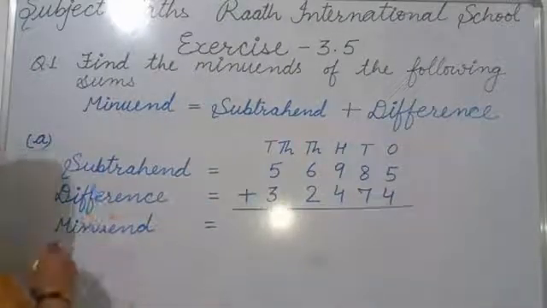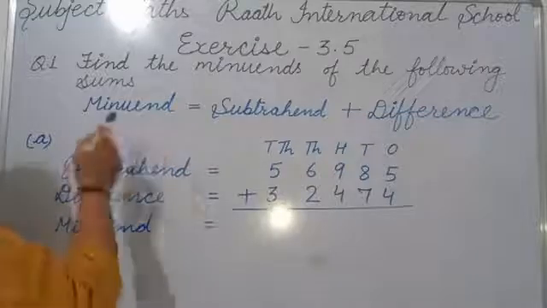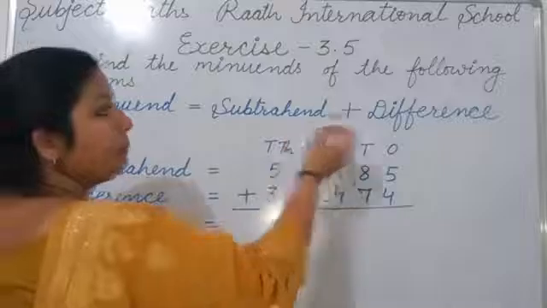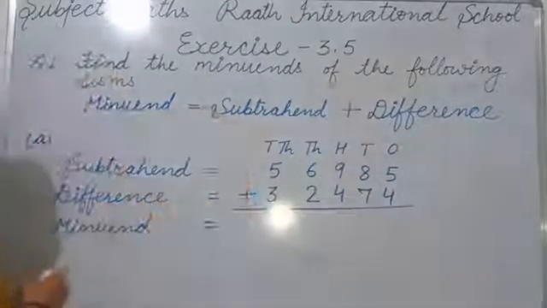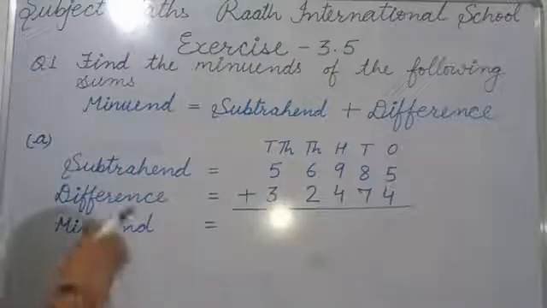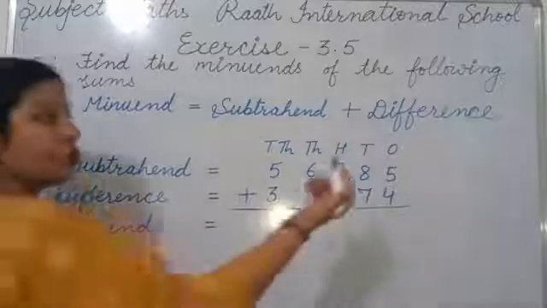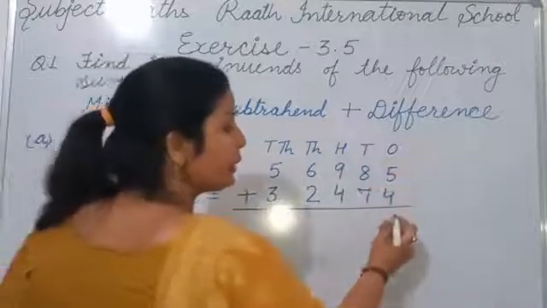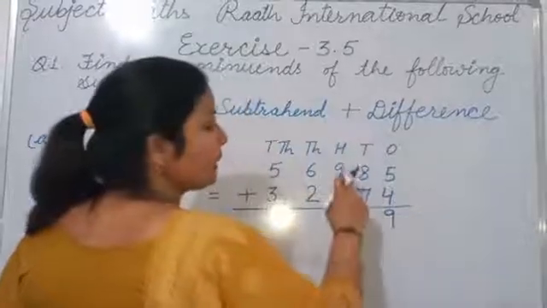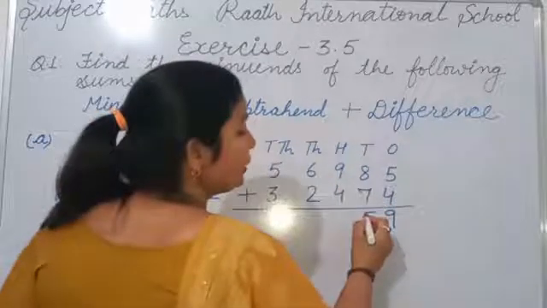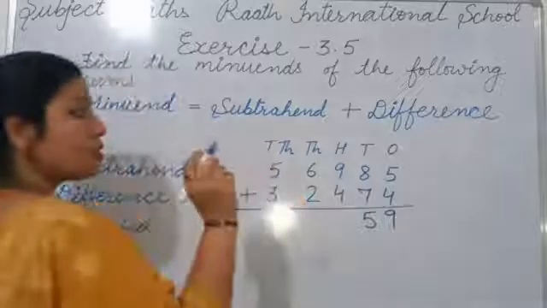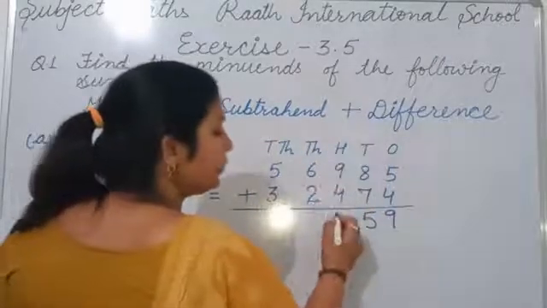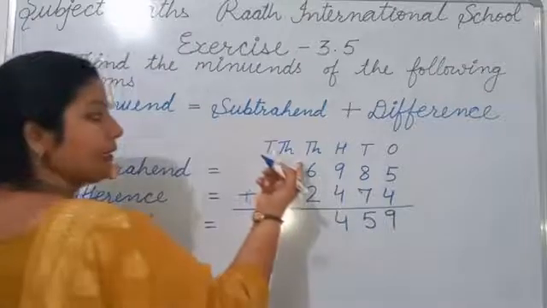And now we have to find the minuend. As we wrote the formula, minuend equals subtrahend plus difference. So we add both. Firstly we add the ones column, 5 plus 4, 9. Now 8 plus 7, 15. We write 5 here and 1 goes as carry. Now 9 plus 1, 10. 10 plus 4, 14. Again 1 carry.